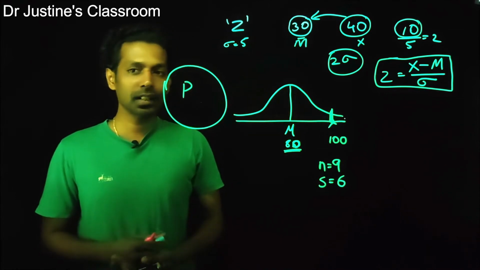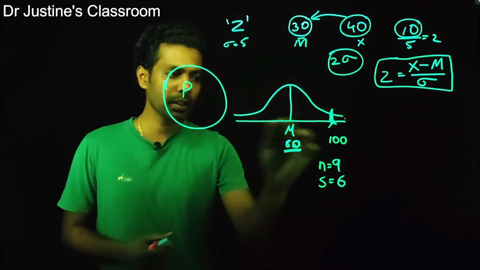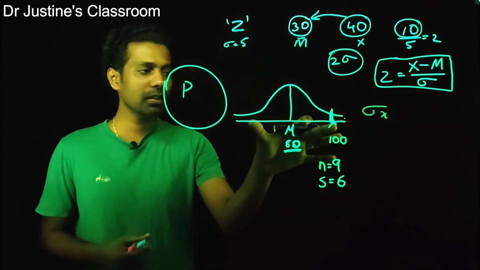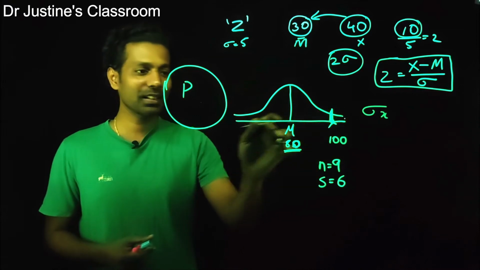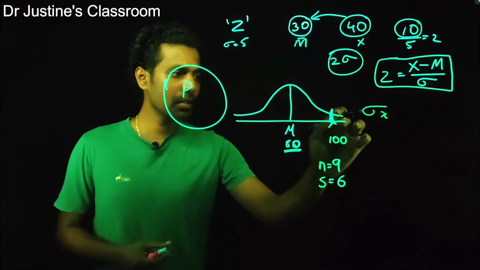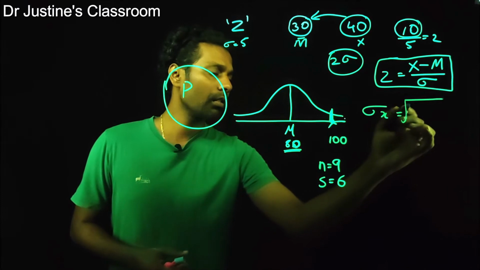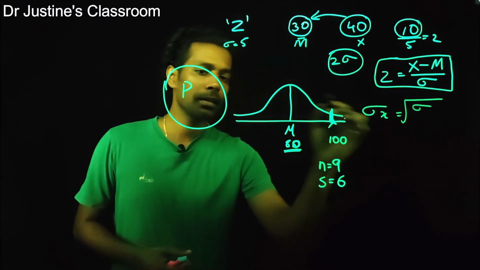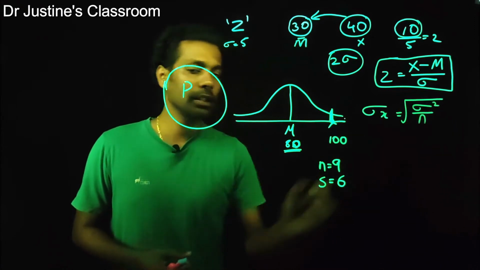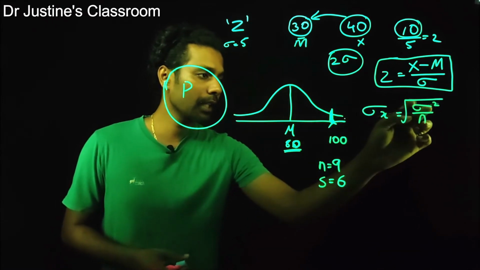So based on the central limit theorem, we have an assumption about the standard deviation of the distribution. I call it the standard deviation of x, the standard deviation of the distribution. The x has nothing to do with the distribution, I'm just calling it like this. The standard deviation of the distribution is basically the standard deviation of the population divided by the square root of n.